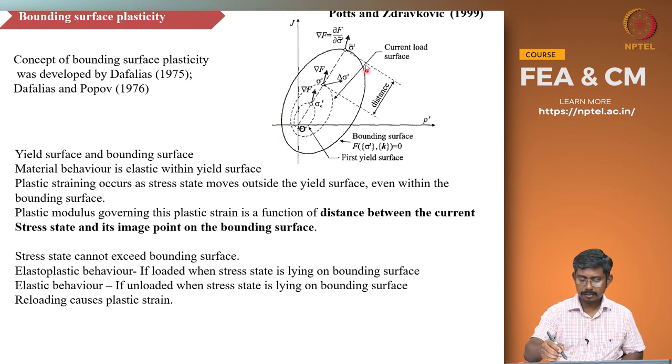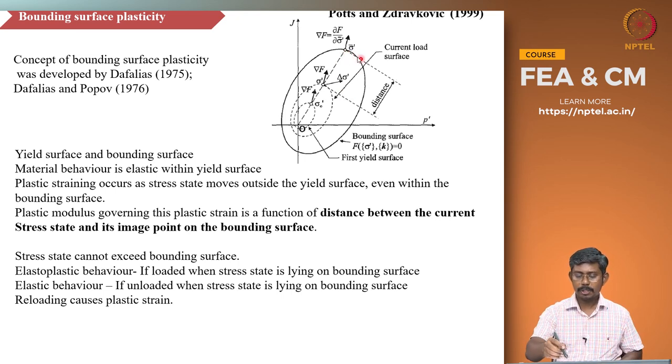Here the bounding surface is present and a yield surface is present. So if the stress state lies within this smaller yield surface, the behavior is elastic, and once the stress state exceeds this yield surface, plastic straining occurs. The stress state is bounded within this surface, so it is for a reason called the bounding surface: the stress state cannot exceed it. When the stress state lies on the bounding surface and the material is loaded, it exhibits elastoplastic behavior, which is typically a conventional yield surface.